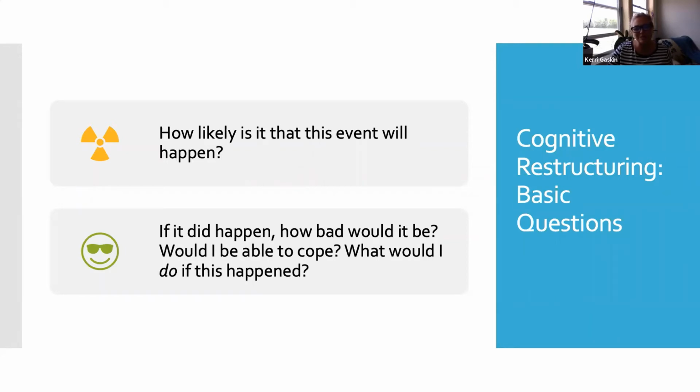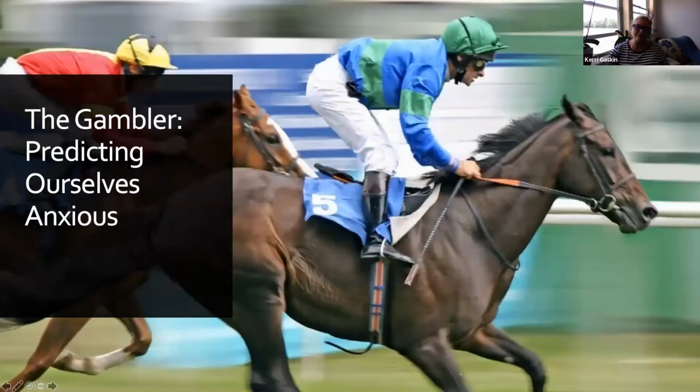But are you a gambler? We predict ourselves anxious so often. I don't know if you've ever made a bet with someone. Like as a kid, we always made bets. I bet you can't climb that tree. I bet you can't run faster than I can. Think of the last time you made a bet with someone. How much did you bet? Money? Doing the dishes? Walking the dog? How confident did you have to feel in order to make that bet? 100% confident? 50% sure?